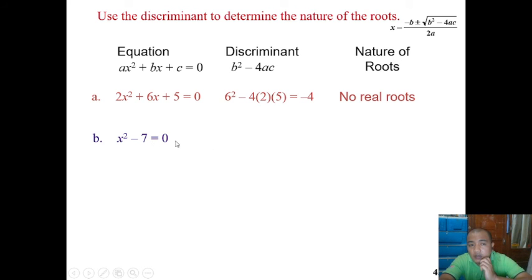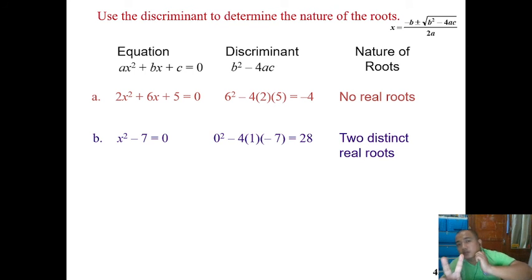Next, b, x squared minus 7 equals 0. Using b squared minus 4ac, there is no b term, so 0 minus 4 times 1 times negative 7, positive 28. So, nature of the roots: 2 distinct real roots. Two real roots, not equal roots, but real.